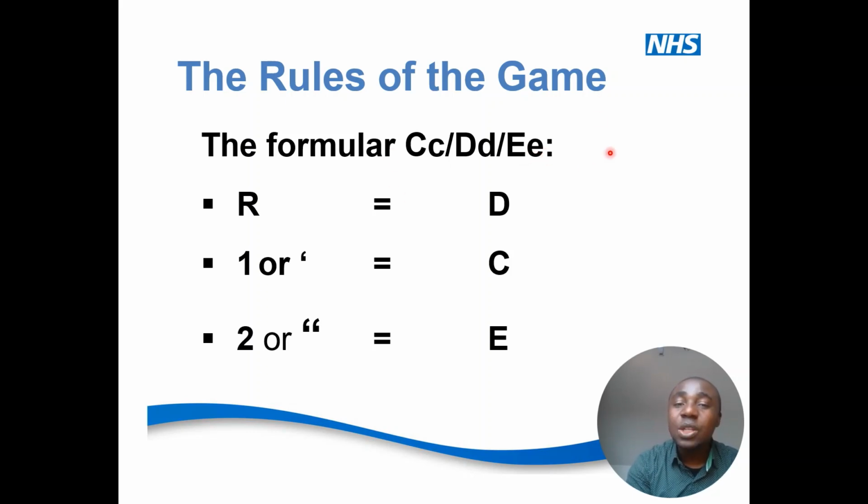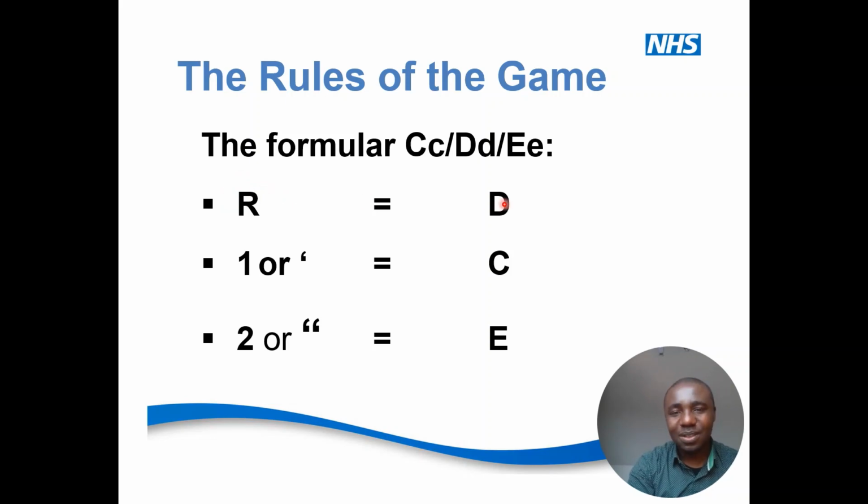The difference it will make is whether it is going to be big C or small c, or big D or small d, or big E or small e. That's just the difference. But the formula is that there has to be C, there has to be D, there has to be E when you are writing it. Okay?